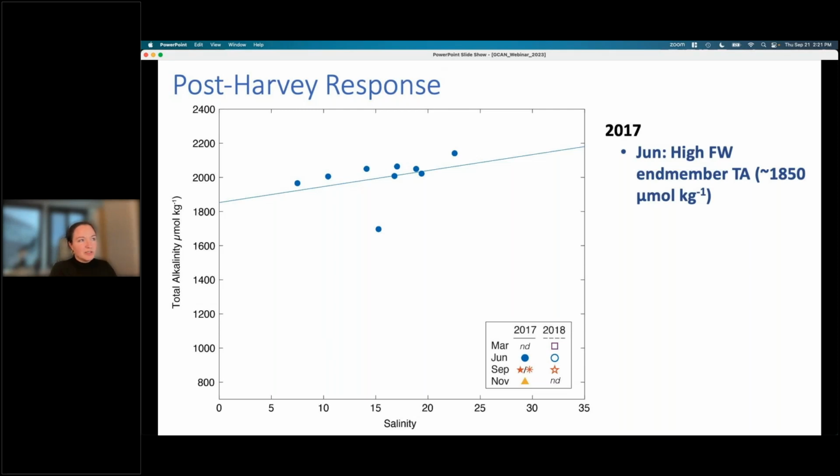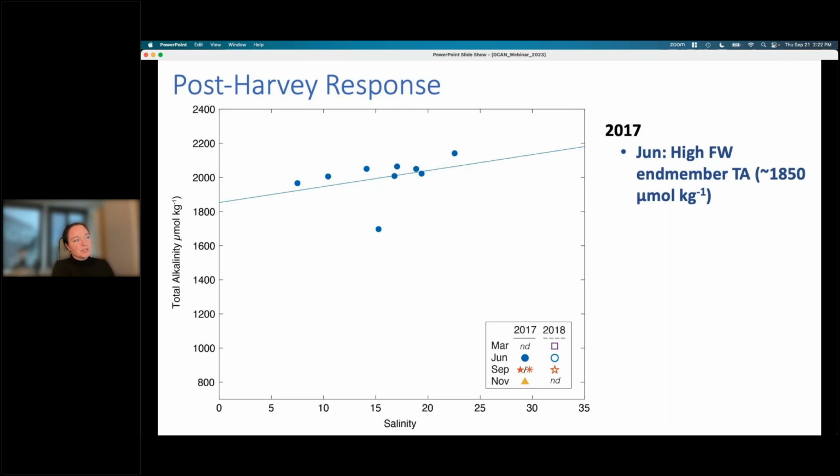The first thing that I want to look at is the response for fresh water in the ecosystem. So this is a plot showing total alkalinity, or TA, on the y-axis against salinity on the x-axis. The blue circles indicate discrete samples collected across the bay at those sampling stations for June 2017 prior to Hurricane Harvey. By fitting a regression line for our TA salinity relationship, we can extend and determine the approximate freshwater end member carbonate chemistry signal.